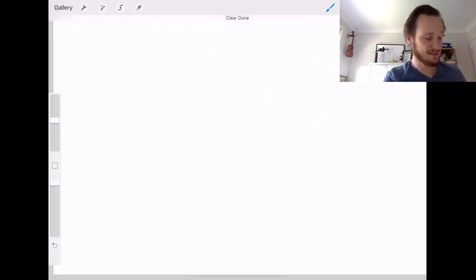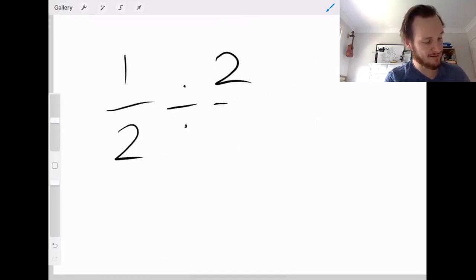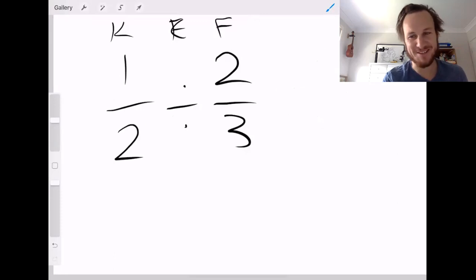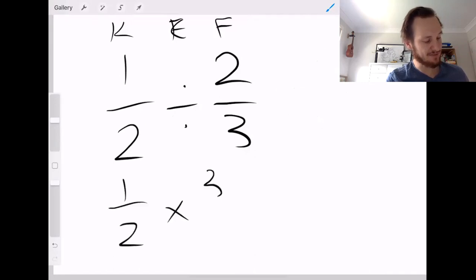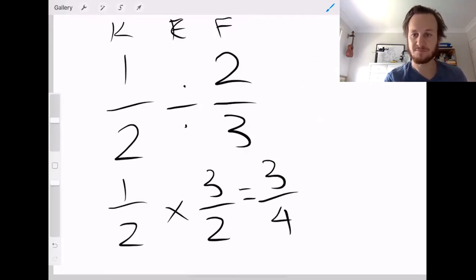But if it was division, which was from last week, you do keep, flip. So keep, change, flip. I so want to write KFC again. So you keep the first one, change it to multiplication, flip the 3 and 2 upside down. So it becomes 3 over 4.